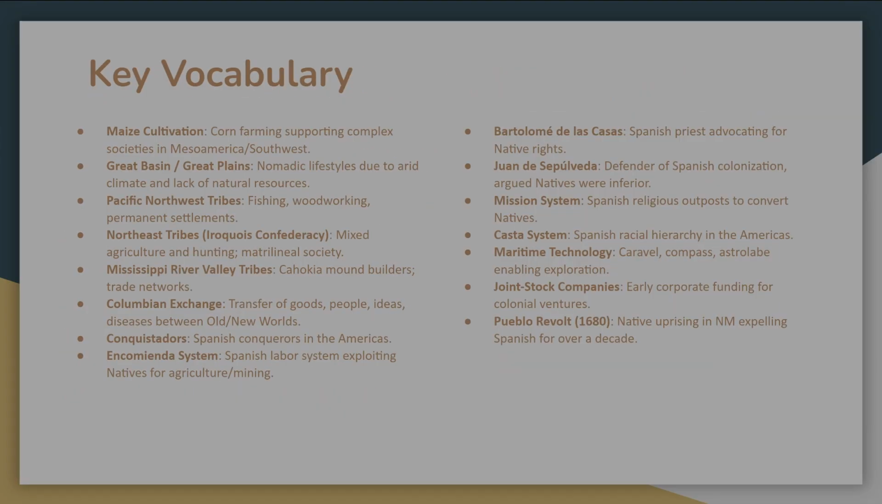So here is key vocab I think is very essential for this unit. If you guys want to pause here and just memorize it, I think it'll be really good for the AP test, to pick and choose your examples you want to use, and just for your unit test.